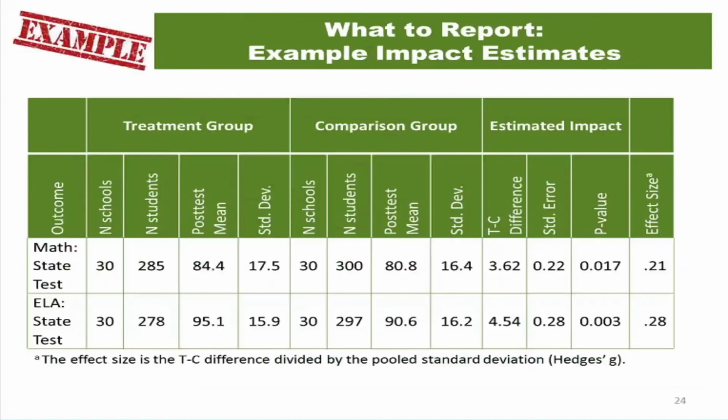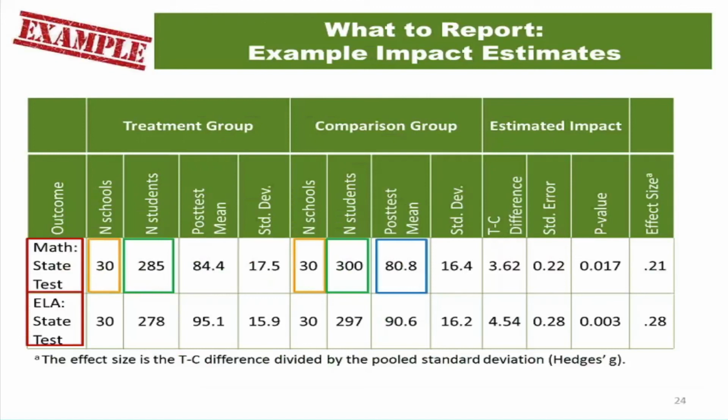Okay, this table shows an example of how impacts can be reported. The table reports for 2 outcomes the number of schools in the treatment group and the comparison group, the sample size of clusters in the design, as well as the number of students in the treatment group and in the comparison group. The table includes the unadjusted comparison group mean, the standard deviations for both the treatment group and the comparison group.